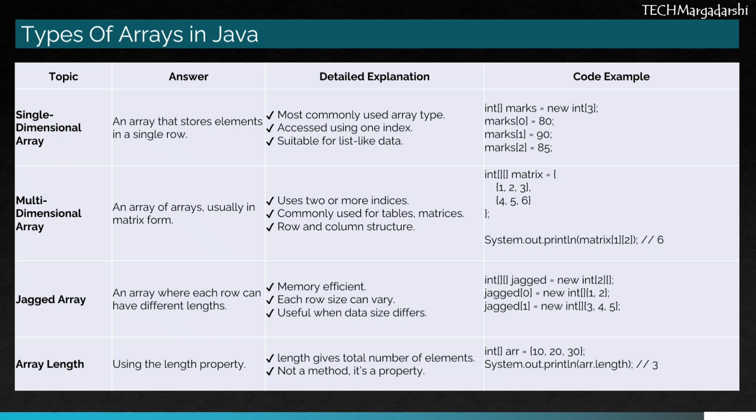Finally, Java provides the length property to find the size of an array. It tells us how many elements an array can hold and is not a method, but a built in property. Understanding these array types helps you choose the right structure for your data and write efficient Java programs.